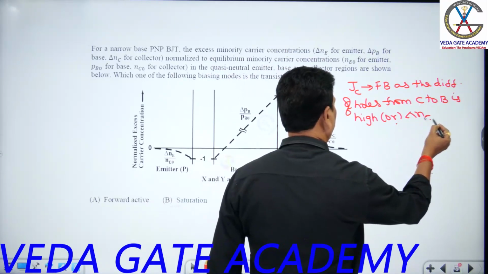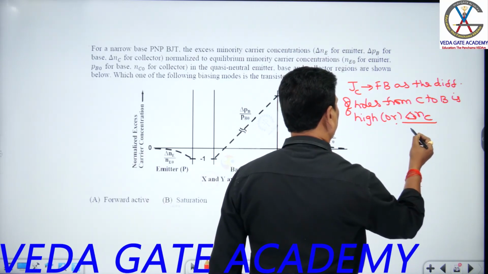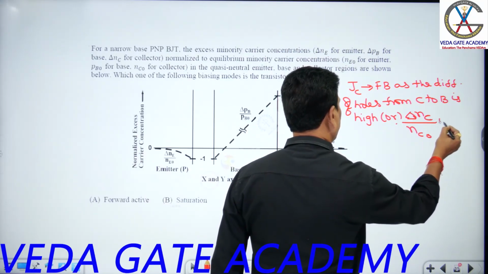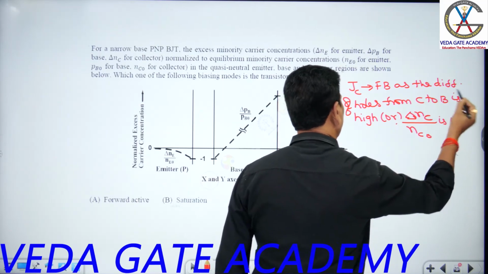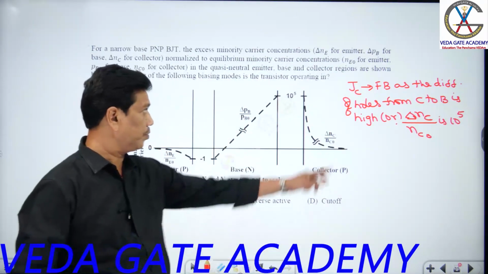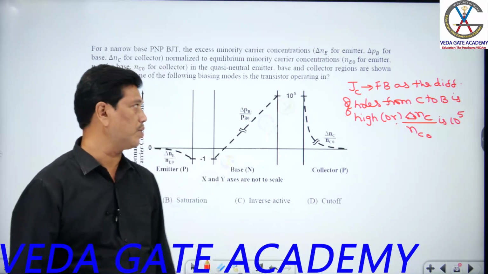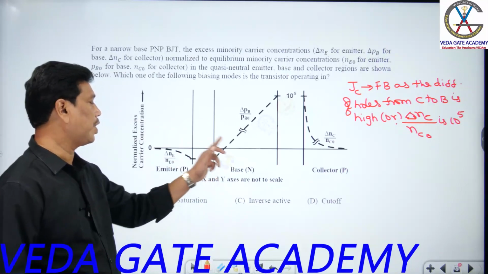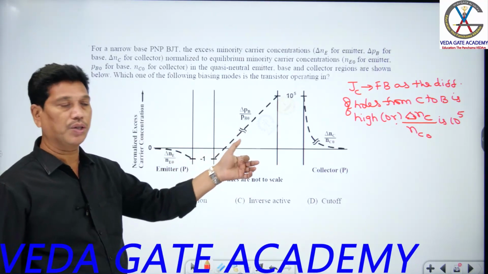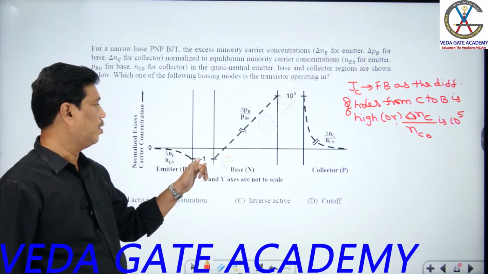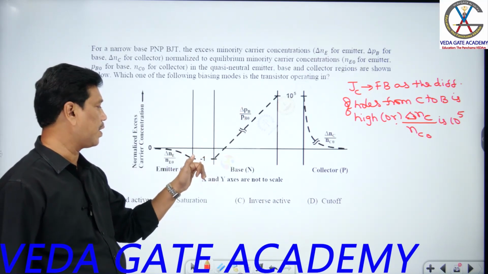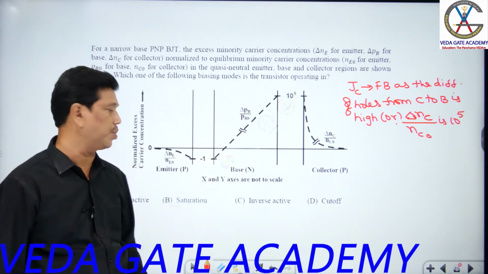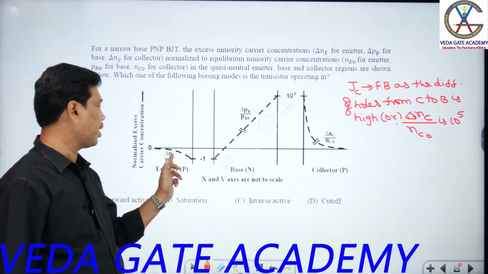Delta Nc by Nc naught is 10 power 5, greater than 1. So JC is forward biased, students. Now come back to JE, the emitter to base junction. The diffusion of holes from emitter to base is very less, that is much less than 1, a decreasing condition. So this is a PNP transistor.